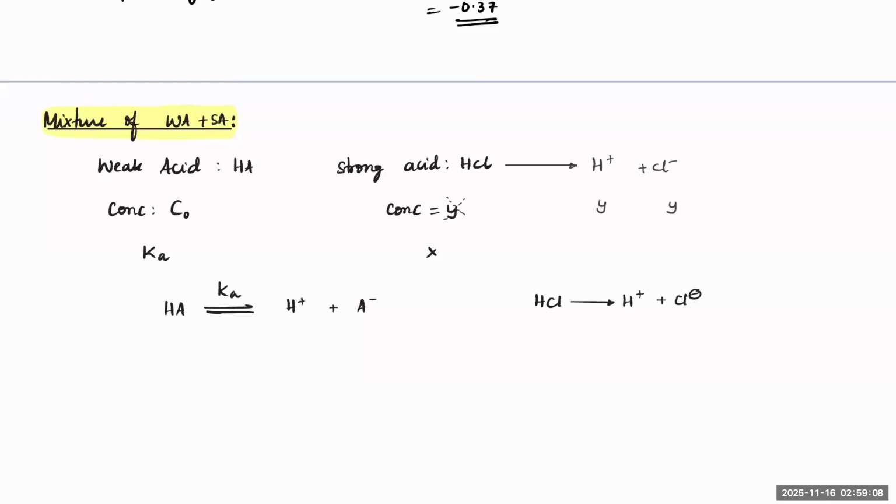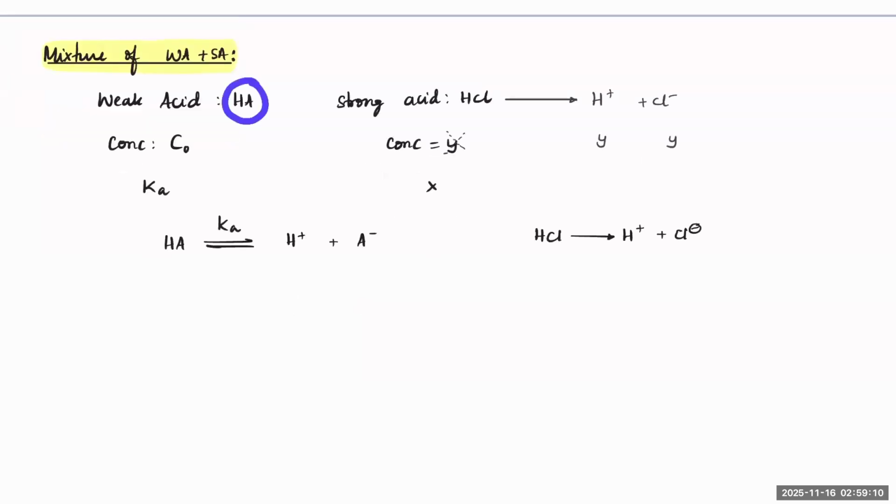Suppose you have a weak acid HA and a strong acid like HCl. The weak acid initial concentration is C naught. It possesses an ionization constant Ka. And let us say HCl was added to it, and the amount of HCl that you added is Y molar concentration. Of course, HCl does not remain as HCl anymore. It will instantly ionize. All the Y will be lost into the formation of H plus ions and Cl minus ions.